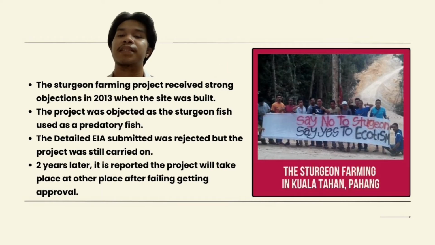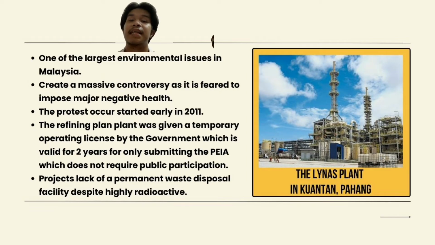Third case in Pahang, sturgeon farming. The detailed EIA was rejected, but the project was still carried on and relocated to another place. Lastly, the Lynas plant in Kuantan imposed major negative health effects on the people. It was given a temporary license without public participation because the project lacked a permanent waste disposal facility despite being highly radioactive.